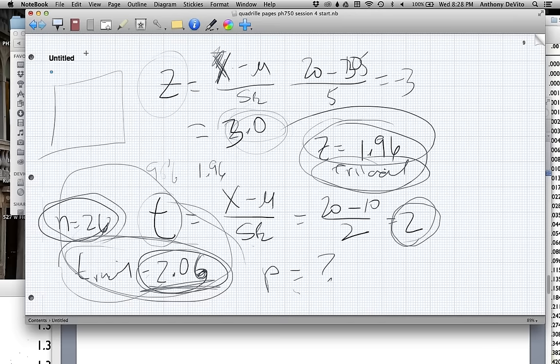If you calculated your confidence interval for a sample size of 26, you would say that it's x bar plus or minus 2.06 times the standard error. Everything within 2.06 standard errors to the left and right of the sample mean is the range within which you're 95% sure the true mean is going to be.